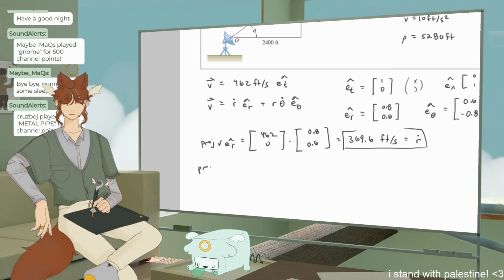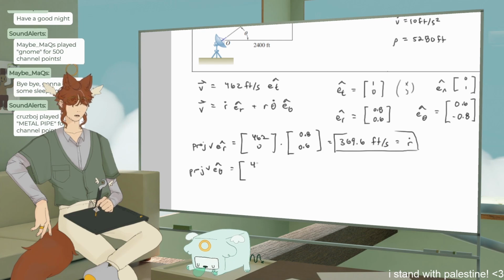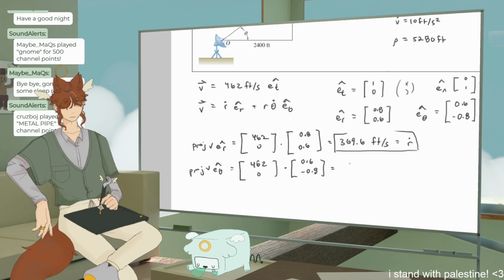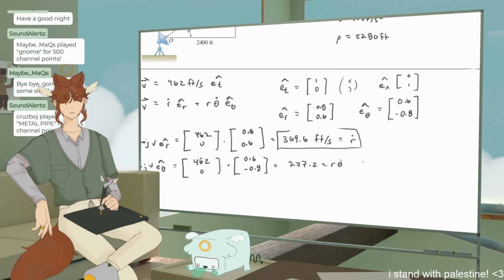Okay, projection of V onto E theta equals, okay, things are looking promising, but I'm going to withhold counting my chickens. Okay, times 0.6. 277.2. 0.2 equals R theta dot. So theta dot equals that divided by R, which is 3,000 feet.